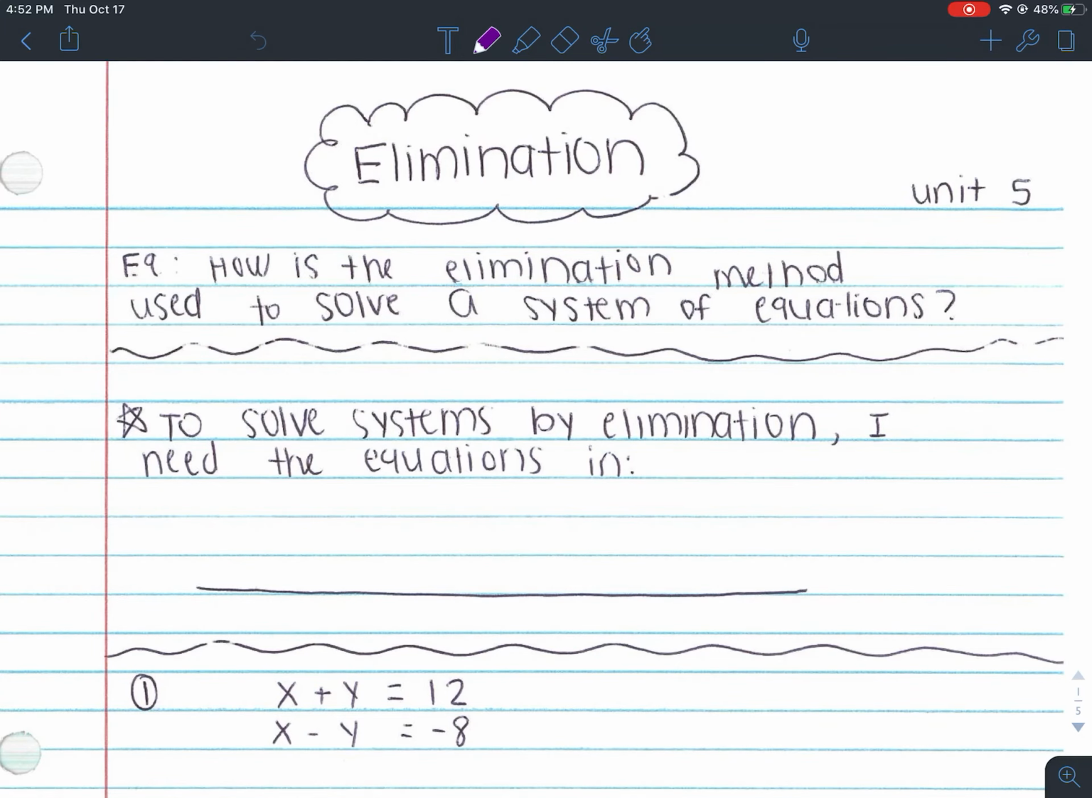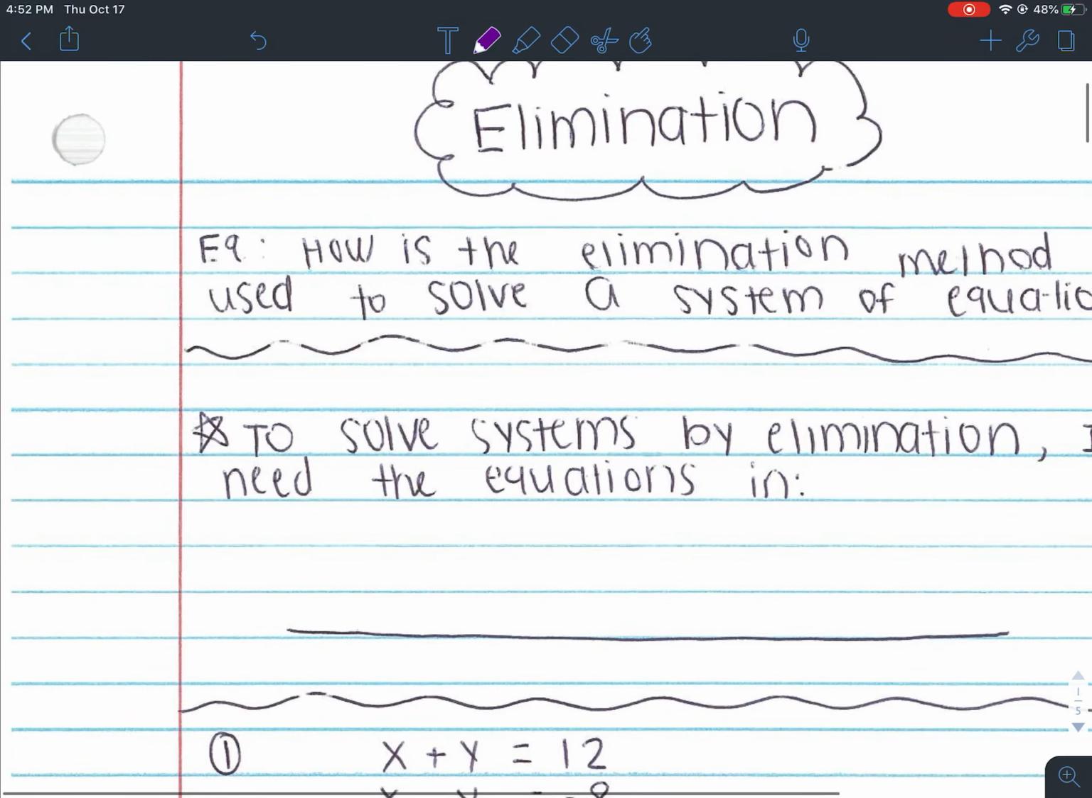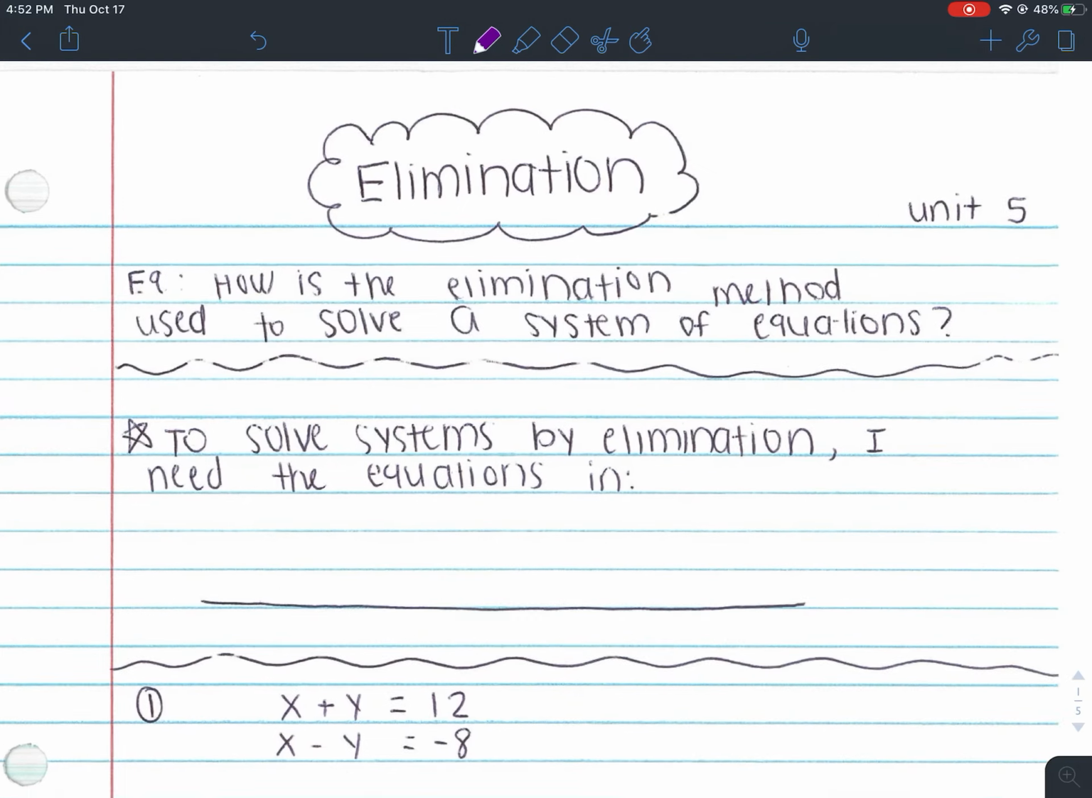Just like the substitution notes, the copy machine was a little bit messy on this one, so if you've noticed, my lines here are not really connected because it copied funny. So as we go throughout the notes, I will be correcting things, so just make sure you're correcting them on your notes as well.